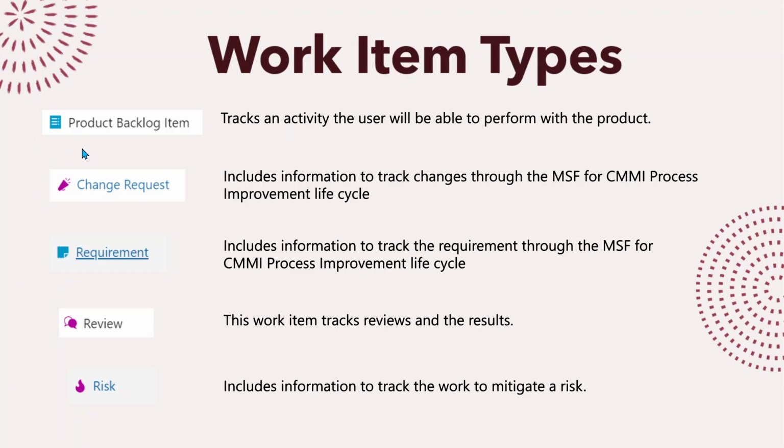Next we have something called product backlog item. This product backlog item is something very specific to Scrum process. It tracks an activity the user will be able to perform with the product. As I said, it is a very popular term with Scrum process. It's very self-explanatory, right?